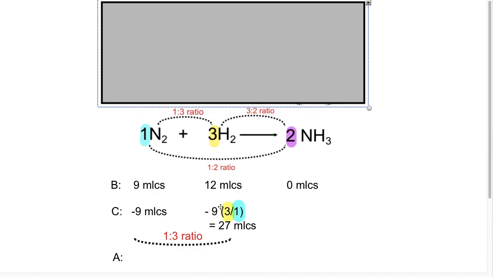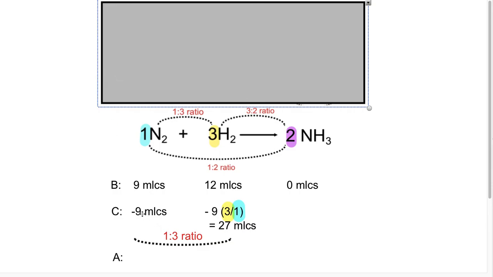So in this case, I'm going to take my 9. I know it's a 3-to-1 ratio, so I always know that I need 3 times as many H2s as I do N2s. So in this case, I'm going to take my 9 and multiply it by 3 over 1 because that's my ratio here. Now I multiplied it by 3 over 1 instead of 1 over 3 because I know that I need more H2s than I do N2s. So in this case, I need to multiply by a fraction that's greater than 1. So 9 times 3 is 27.